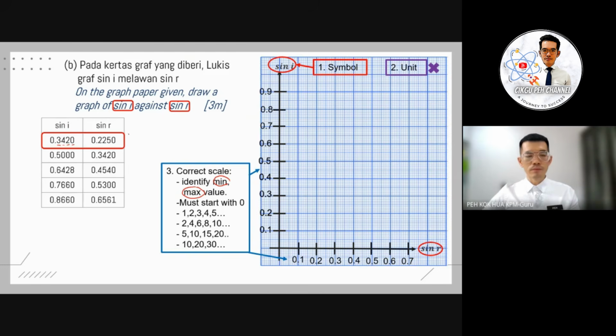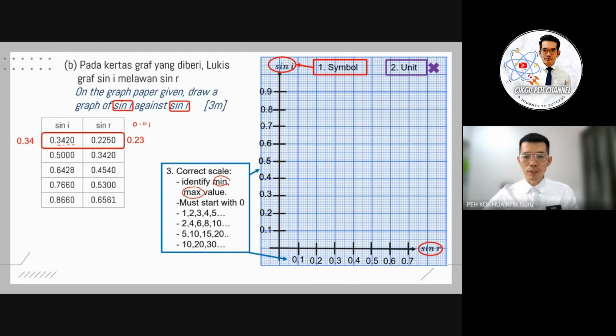And you can actually round off to 2 decimal places. So 0.3420 will be 0.34, and 0.2250 will be 0.23, because the smallest division for the graph will be 0.1 divided by 10, which is 0.01. So the plot is unable to plot accurately beyond 3 decimal places here. Okay, so you can round off.